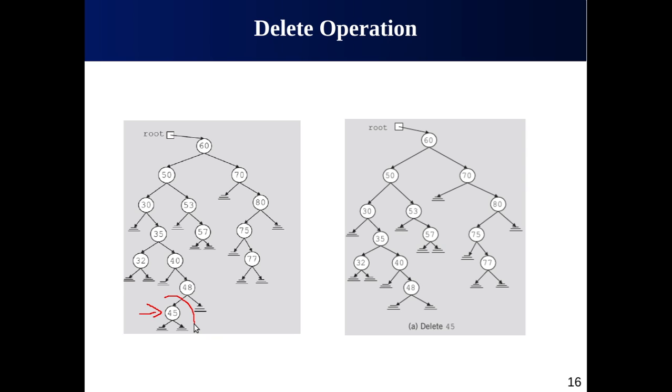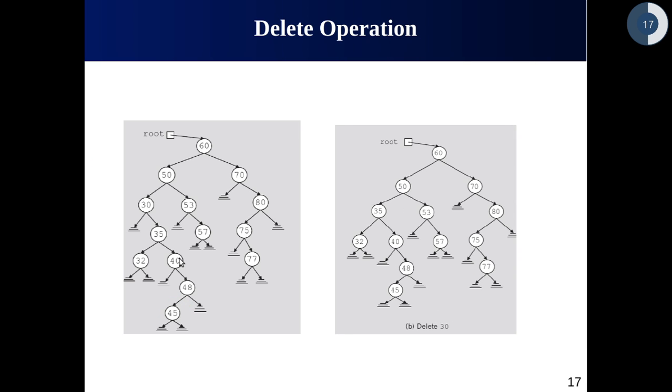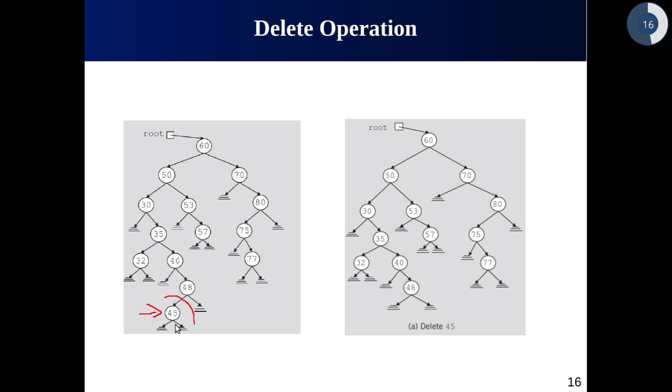We search the binary tree and arrive at the node, which contains 45. As this node is a leaf node, remember case number 1: the node that we want to delete has no left and no right subtrees. That is the leaf node, and this is the example. 45 is a leaf node, so it is an example of case number 1.